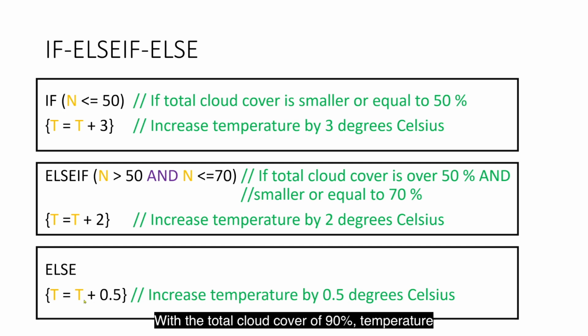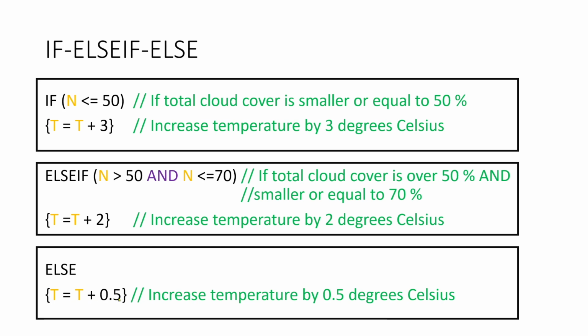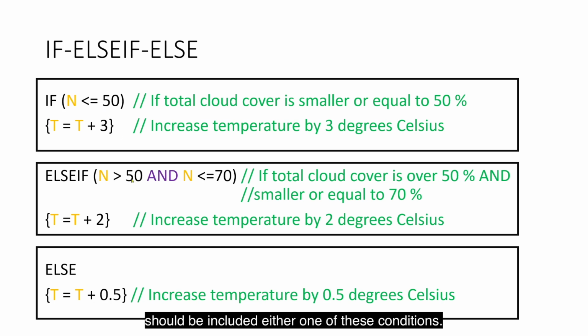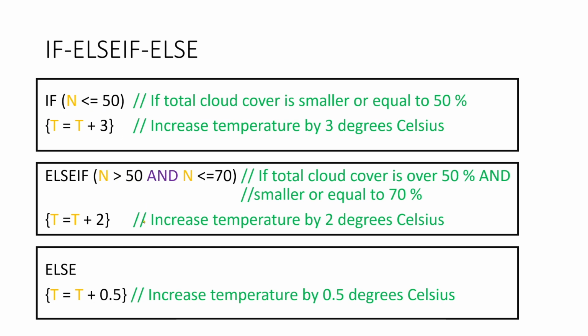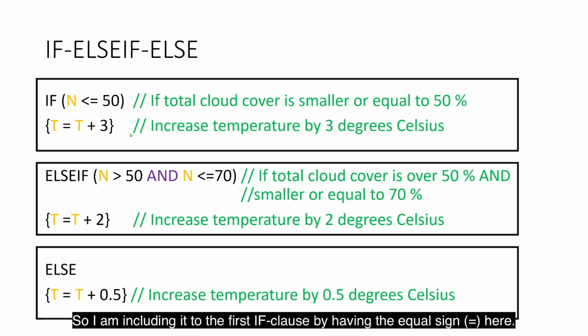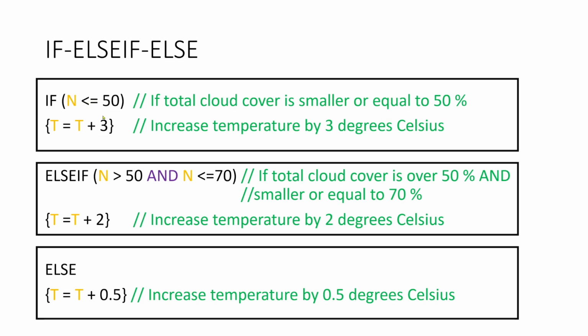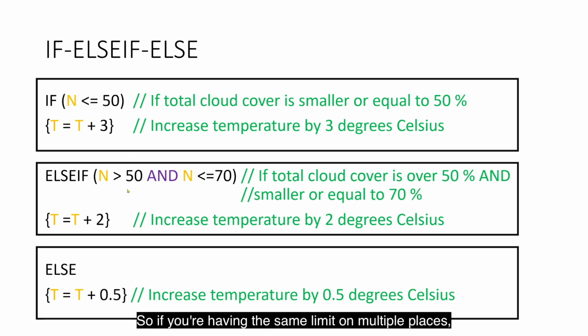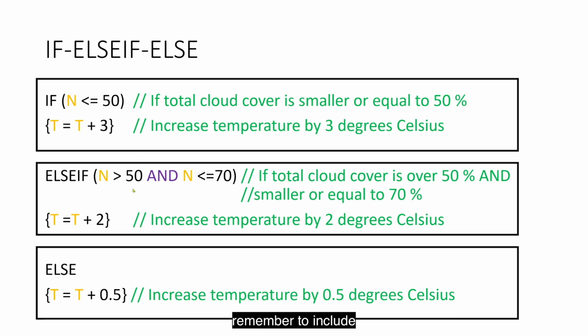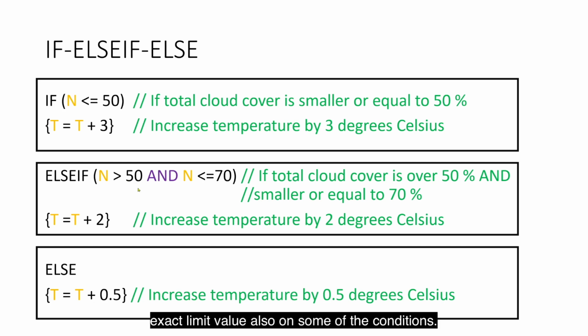With the total cloud cover of 90%, temperature would be increased by 0.5 degrees Celsius. Also note that the limit 50 should be included in one of these conditions. So I am including it in the first if clause by having the equal sign here, but I am not including it in the else if condition anymore because I have already included it in the first one. So if you are having the same limit in multiple places, remember to include the exact limit value in some of the conditions. Otherwise, the result might be surprising.